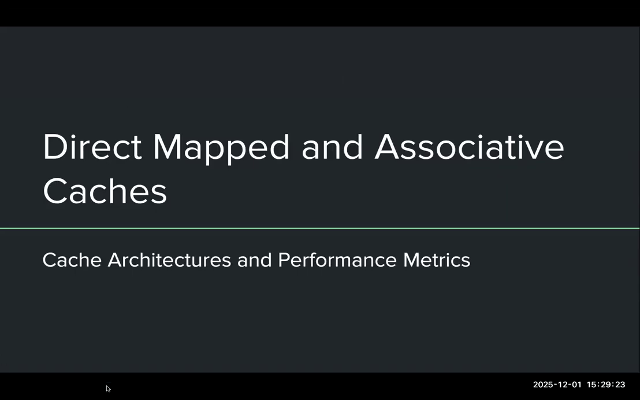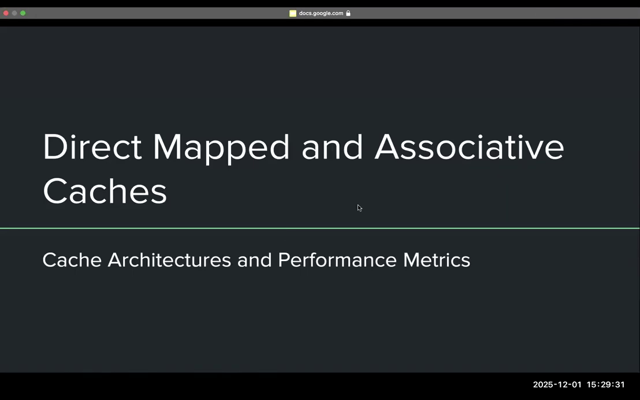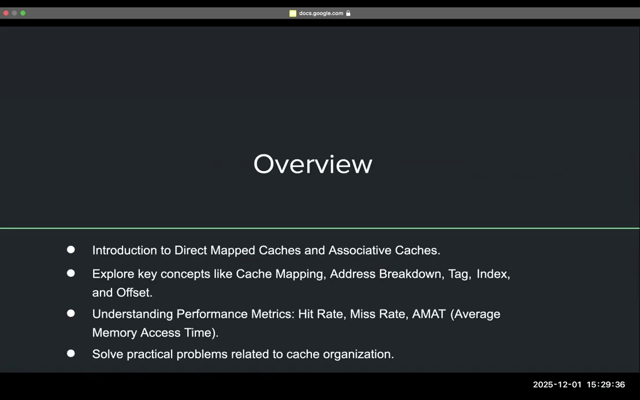Okay, so let's get started with Chapter 5, Direct Mapped and Associative Cache. In this chapter, I'm going to cover direct mapped caches and associative caches, concepts like cache mapping, address breakdown, tag, index, and offset. I am also going to cover performance metrics like hit rate, miss rate, AMAT, and I also have a few practical problems related to this chapter at the end.